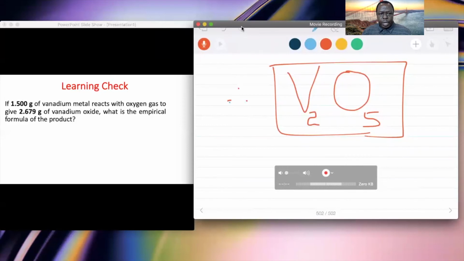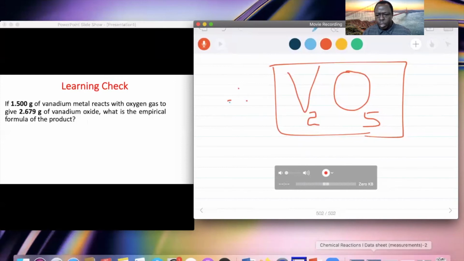Please read the relevant section in the lecture on how to determine the molecular formula, and practice on that, so that you are well-rounded. What I want to do now, having gone through the example, here you see the learning check, is walk you through the data sheet.